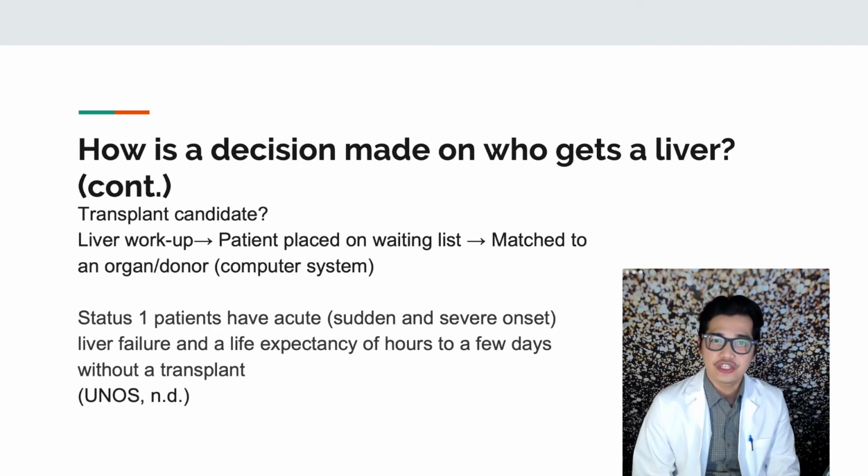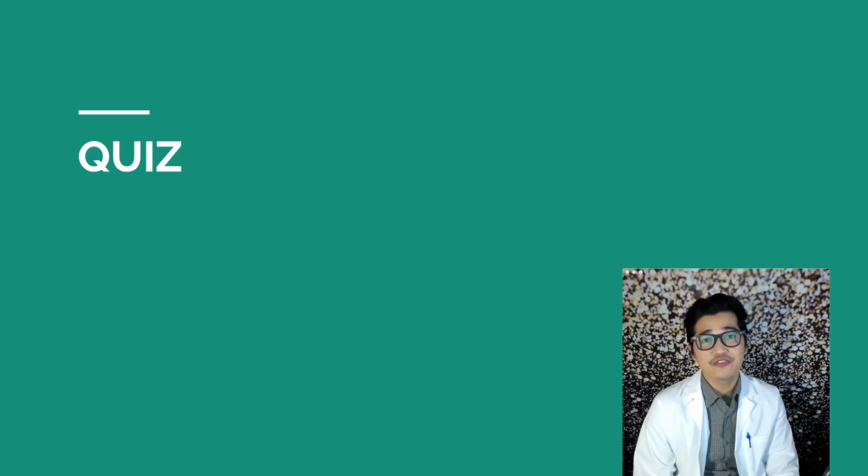However, certain patients will have priority over others. These include pediatric patients and status 1 patients, or patients who have an emergent or severe onset liver failure with a life expectancy of less than a few hours to a few days without immediate transplantation. Thank you for your questions. Now we'll go over a short quiz.